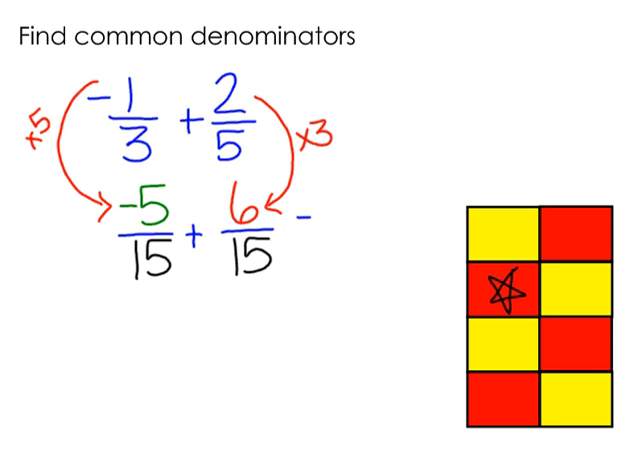Okay, we're going to keep the denominators the same, so we know that that's going to be 15. And the only difference from before is now you might have some negatives in there. So we have -5 plus 6, which if you use your number line or your chips, you'll find is 1. So your final answer would be 1/15.